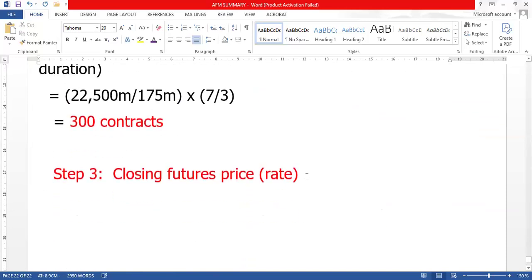Now we need the closing futures price. And what is this closing futures price? This is basically the price on the transaction date. What is the price of the futures on the transaction date? The futures price on the transaction date, that is on 1st August 2024.